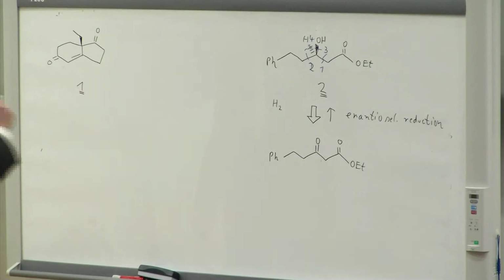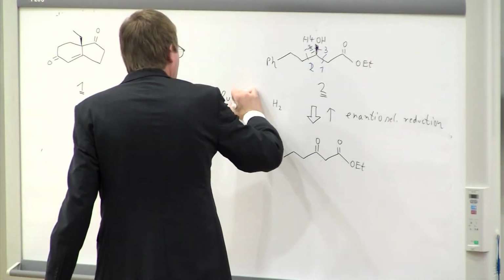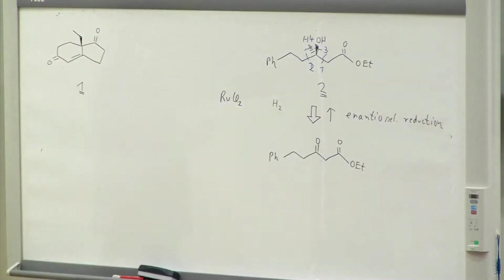This is a Japanese name reaction, at least for German students. I guess for you too. Which metal would you use? Palladium, platinum, iridium, ruthenium, rhodium. You use ruthenium. Ruthenium-2. And the chiral ligand is BINAP.